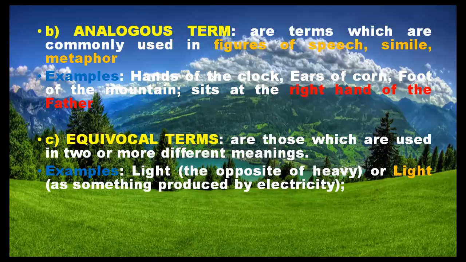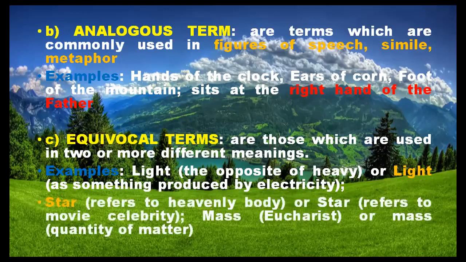Or sabihin mo, light. Ibig sabihin, ilaw. No? Give me light. Hindi yung give me sun, mig light. Iba rin yan. So, equivocal term yan. Ibig sabihin, marami siyang meanings. Then, the word star refers to a heavenly body. Twinkle, twinkle, little star. Or the star, which means a movie celebrity. Mga stars ng martial arts, halimbawa, si Jackie Chan, si Bruce Lee, or stars natin dito sa Philippines. Sila ni Fernando Po, or mega star yan.